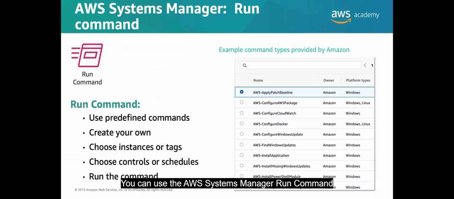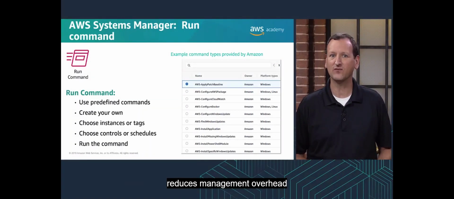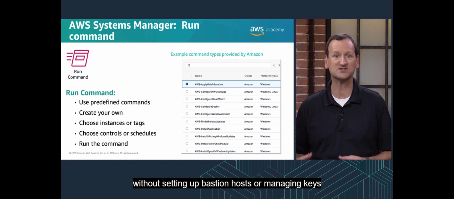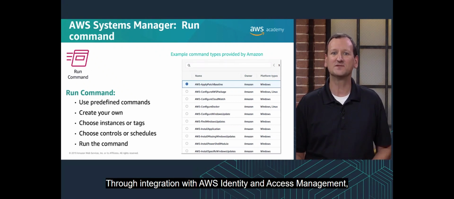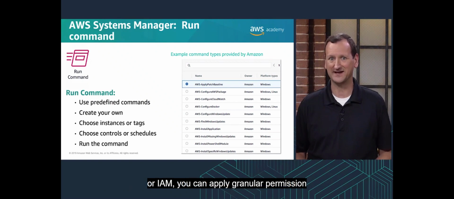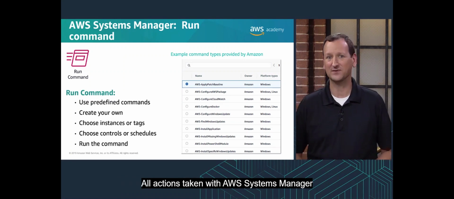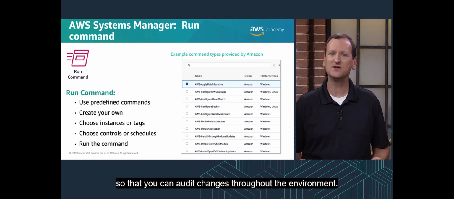You can use the AWS Systems Manager run command to run predefined commands against Amazon EC2 instances. A command that is run by run command reduces management overhead because a user can manage instances without setting up bastion hosts or managing keys and certificates from Secure Shell or SSH. Through integration with AWS Identity and Access Management, or IAM, you can apply granular permissions to control the actions that users can perform on instances. All actions taken with AWS Systems Manager can also be recorded by AWS CloudTrail so that you can audit changes throughout the environment.